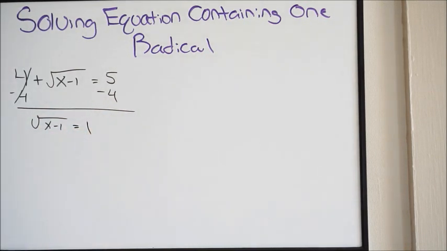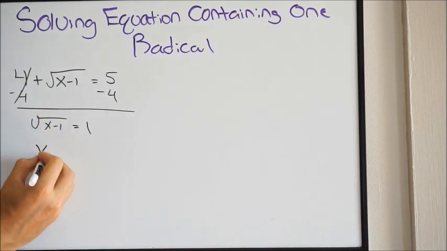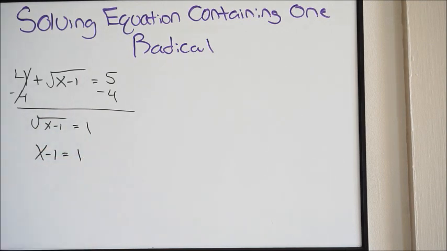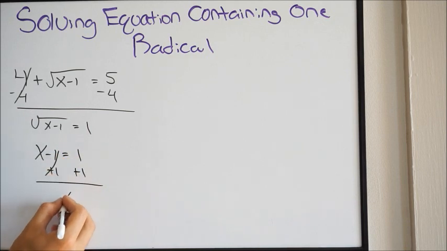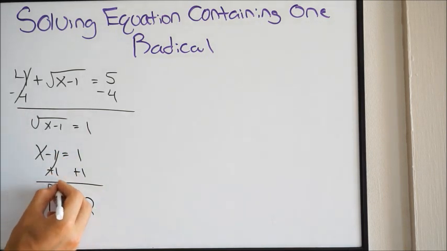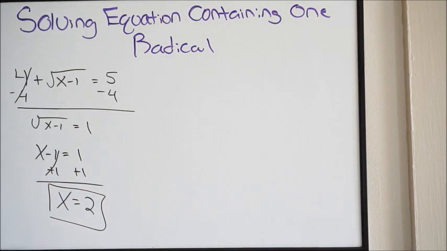Again, how do we get rid of this radical? Well, we're dealing with a square root, so we're going to square both sides, right? When we square this side, we're just left with x minus 1, and 1 squared is simply just 1, right? Add 1 on both sides, and our answer here is x equals 2. Okay? All right, let's try one more example, and that will be it.